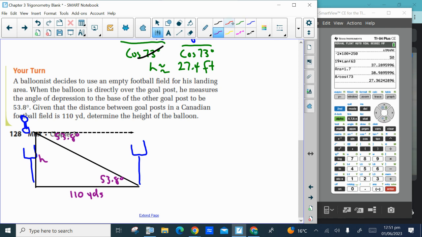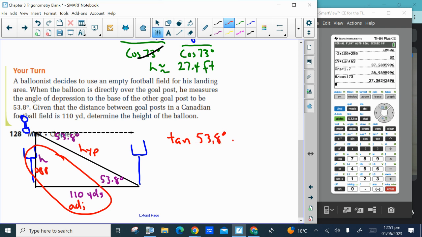But before we can find it, we need to label our sides. The side across from the right angle is the hypotenuse, which we're not going to use here. We don't care about that distance. The side across from the 53.8 degree angle that's inside the triangle is the opposite. We're going to use that. And we're told the distance between the goalposts is 110 yards. That's our adjacent side. We're going to use that as well. We're going to use opposite and adjacent, which is the tan ratio. The tan of the angle, which is 53.8 degrees, equals, and the definition of tangent is opposite over adjacent.